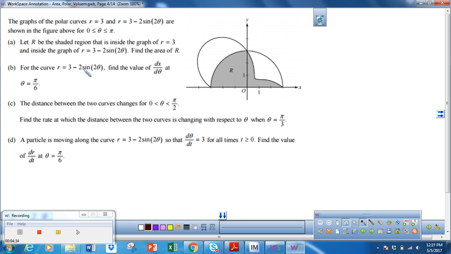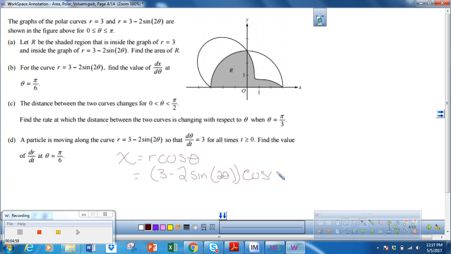B, find the value of dx d theta. So in order to find dx d theta, we have to find x. So remember, x is equal to r cosine theta. So in this case, r was 3 minus 2 sine 2 theta, close parenthesis, and then cosine theta.